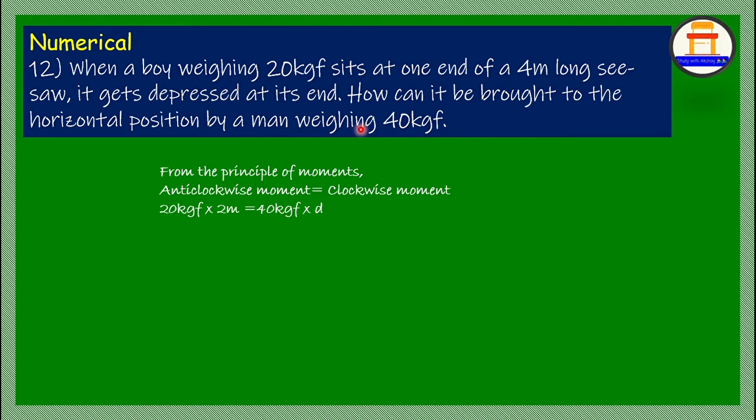The boy is already seated on one end of it. So in order to bring it into an equilibrium position, upon simplification, we get D is equal to 20 kgf into 2 meter divided by 40 kgf, which is equal to 1 meter from the center on the side opposite to that of the boy.